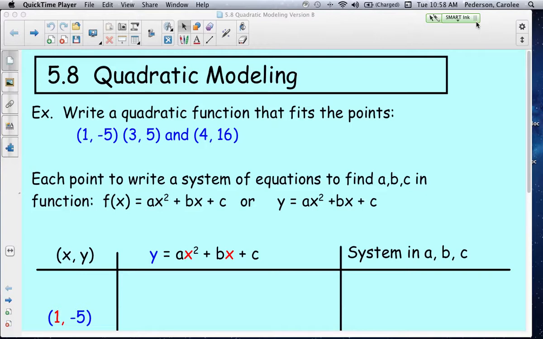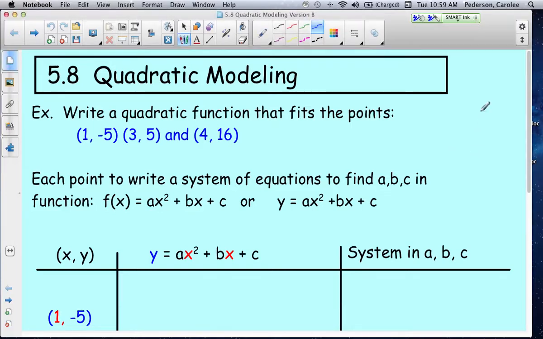So here's the example. What they give us is 3 ordered pairs. These 3 ordered pairs fall on a quadratic function. Remember, a quadratic function is a parabola. So these 3 points, if I say this parabola opens up, they're going to fall on this parabola. What we want to do is come up with what would be the equation of this function. So these are my 3 ordered pairs.